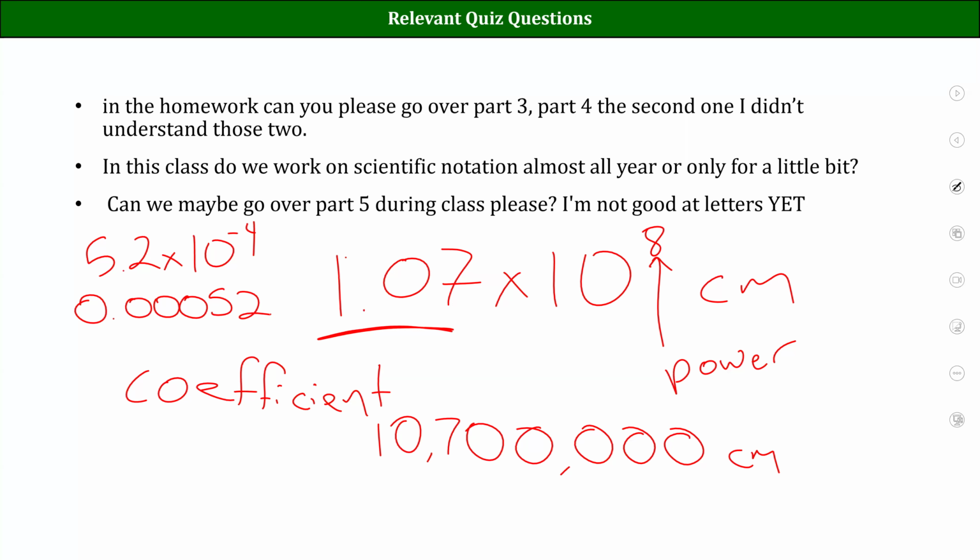All right, so again, we're going to do a lot of practice with scientific notation. We're going to keep using scientific notation for the entire class. Use it a lot. Any other scientific notation questions?